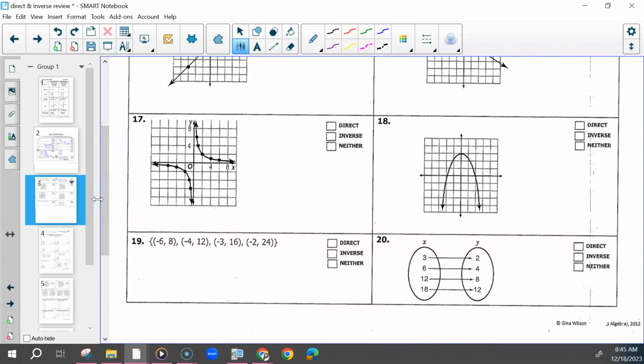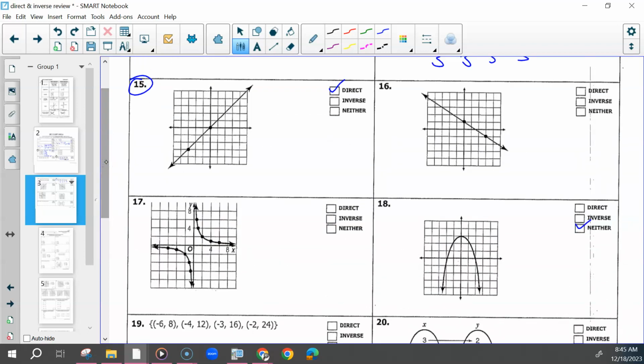Is 18 direct, inverse, or neither? Neither, because it doesn't look like this, and it's not a line. Would 16 be direct, inverse, or neither? Neither. Why? It doesn't go through the origin. It is a line, and it doesn't go through the origin. It's not like that. Hyperbola.